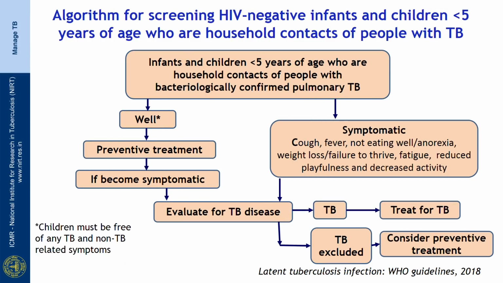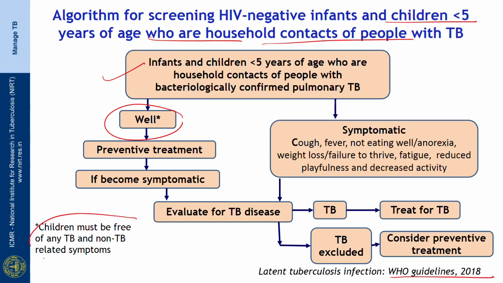So, the algorithm for screening HIV negative infants and children less than 6 years of age who are household contacts of people with TB, according to the WHO guidelines, is a screening strategy. So, this category of patients, if they are well, by well we mean the children must be free of any TB and non-TB related symptoms.